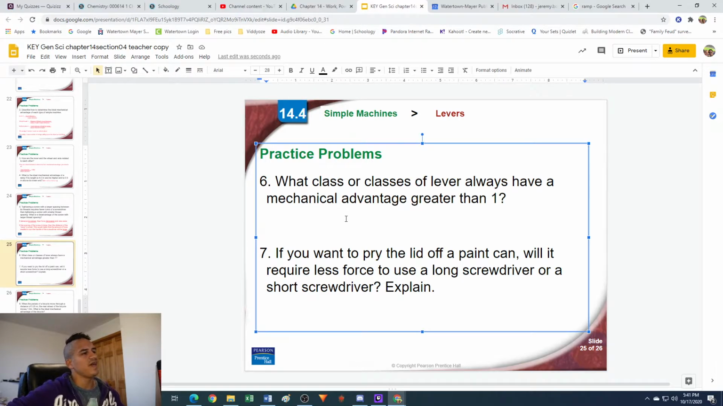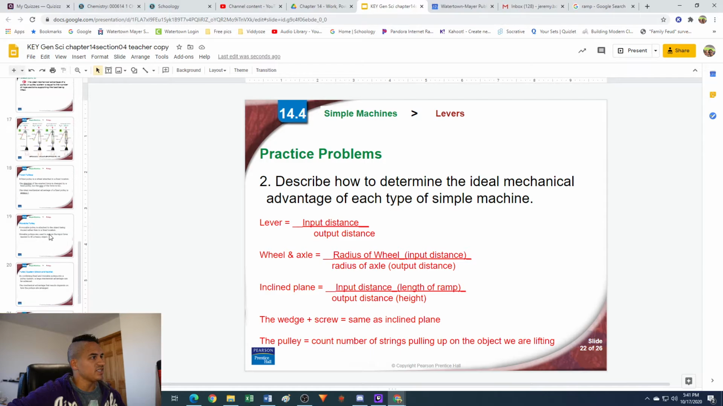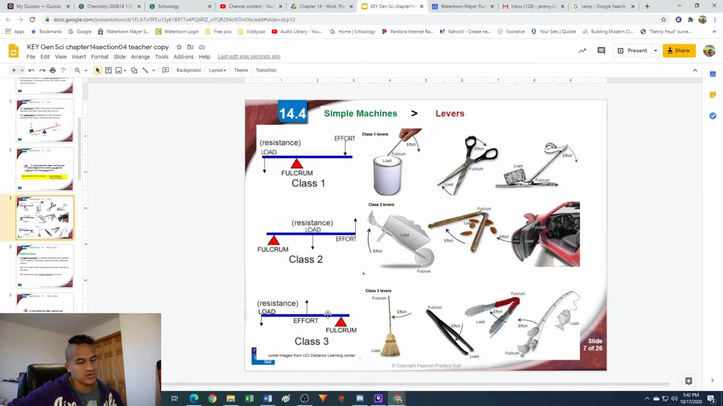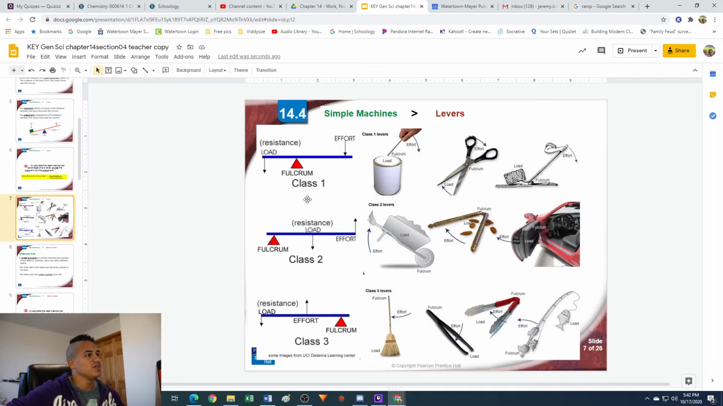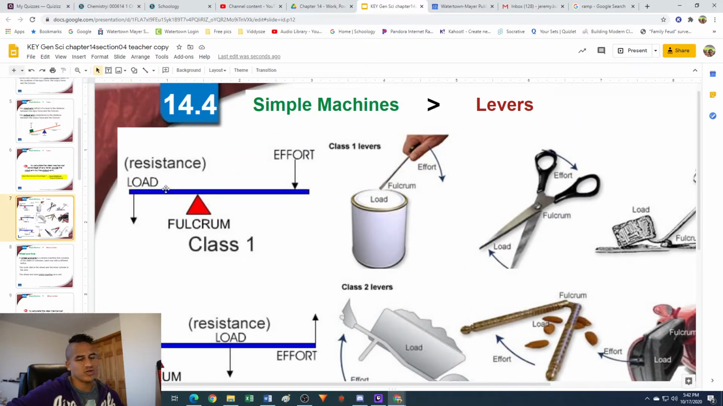All right, number 6. What class or classes of lever always have a mechanical advantage greater than 1? So we have 3 classes of levers. Okay, we have first class, second class, and third class. And to determine the mechanical advantage of a lever, we have to take the input divided by the output. So for a first class lever, if we put the fulcrum way over here by the output, then the input arm is going to be very large. The output arm is going to be small.